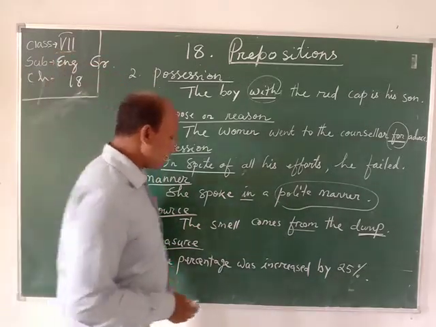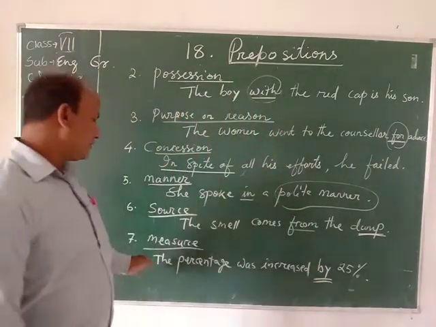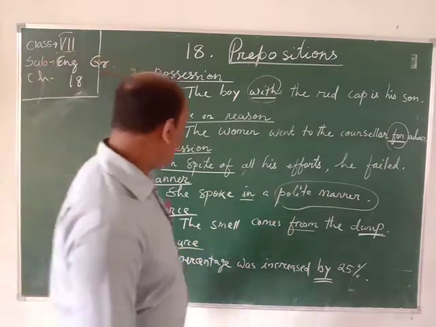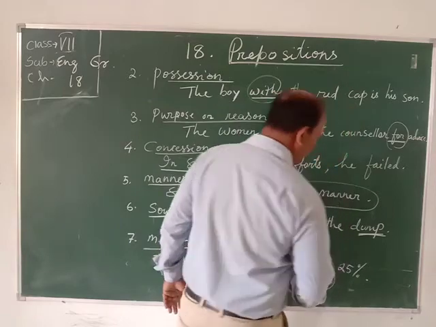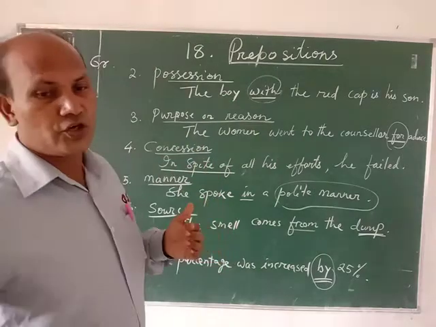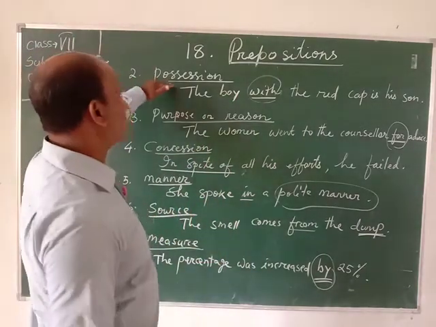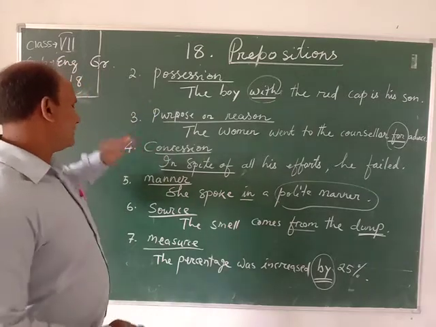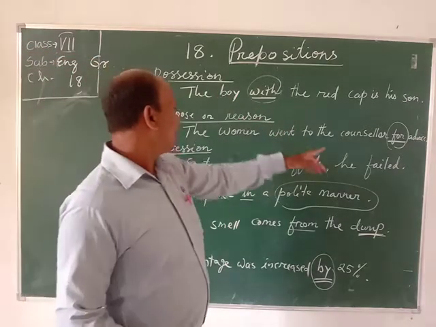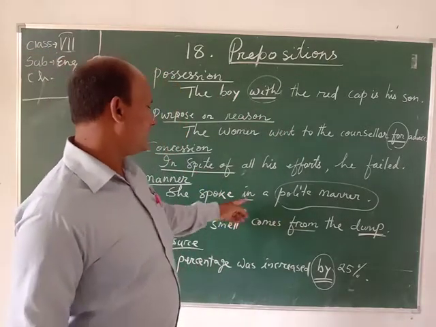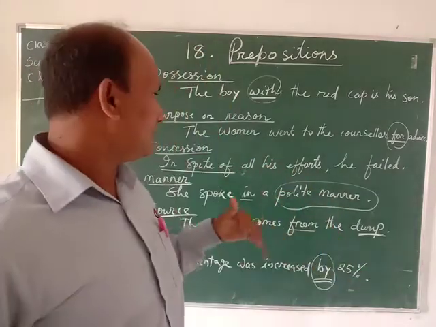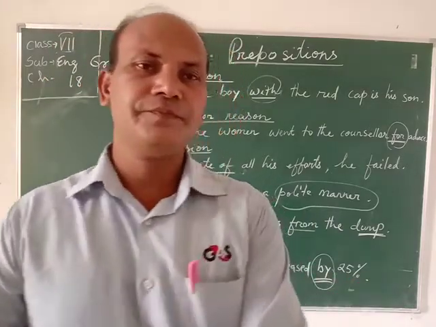Measure, that is, to measure something. The percentage was increased by 25%. Yes, so we can measure and can count. And another example: the mystery gets more intriguing by the hour. So all these I discussed: position, purpose, concession, manner, source, measure. In all these different types, prepositions like of, for, in spite of, in, from, by are used to describe things in various ways. So friends, did you all understand?